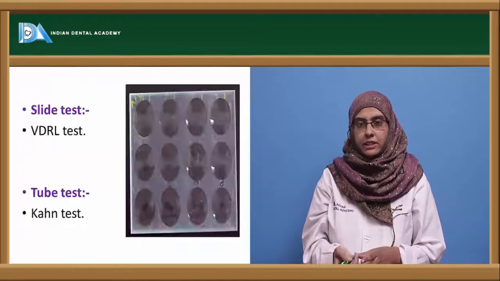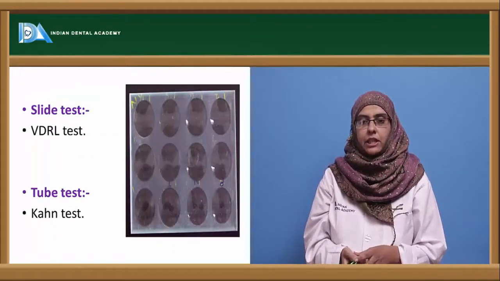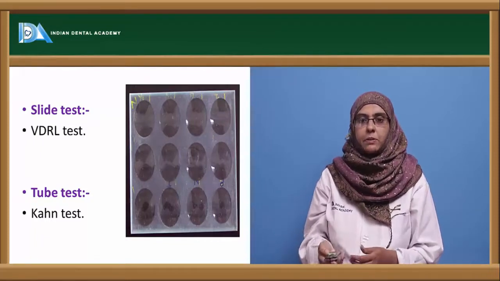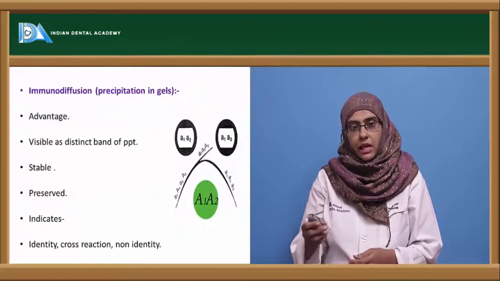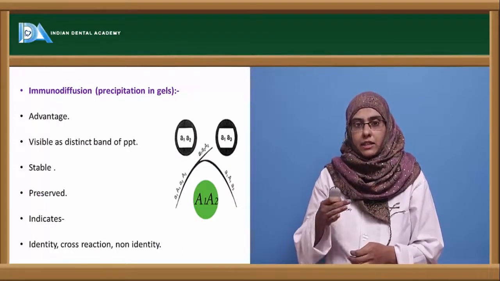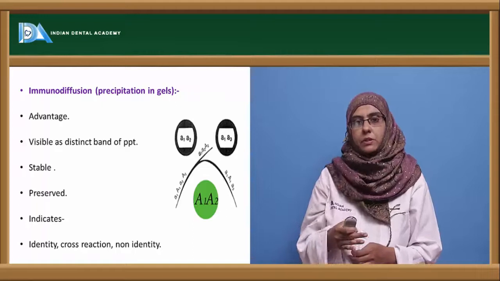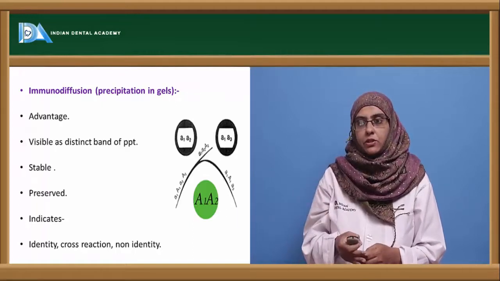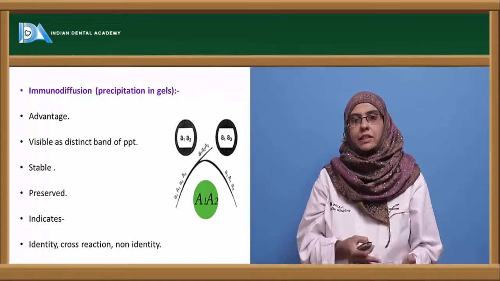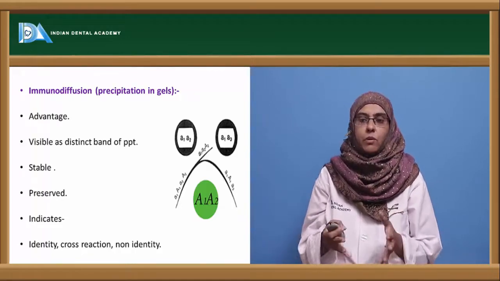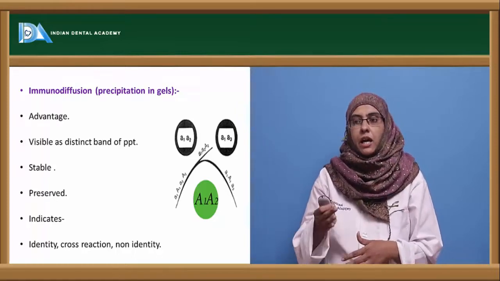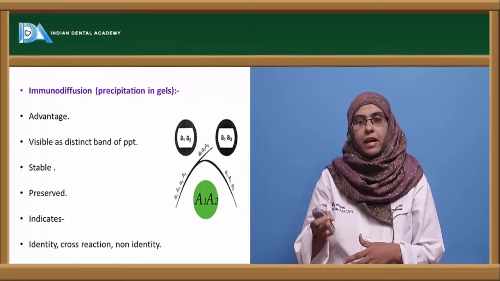The techniques that we have studied so far are usually carried out in liquid, so it is difficult for us to identify the precipitate in liquid condition. So this has been converted to a more sensitive test, with easier and rapid detection of the precipitation line in the presence of gels. Immunodiffusion is nothing but diffusion of the antigen or antibody in the gel to form a precipitate, and the positive reaction is usually seen as a distinct, visible band of precipitate.